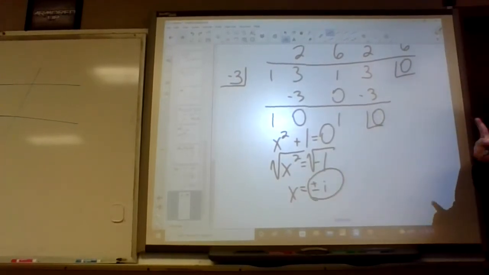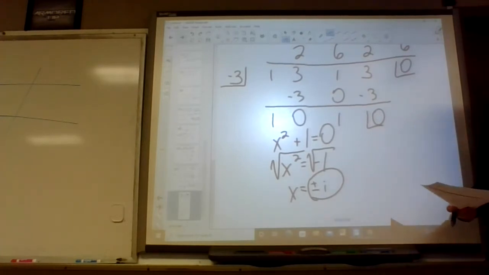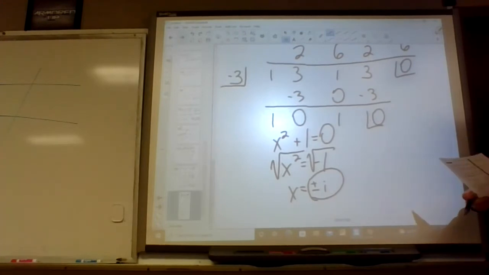So whenever you use the square root trick, you gotta put plus or minus, because negative whatever squared is also gonna give you the same thing.